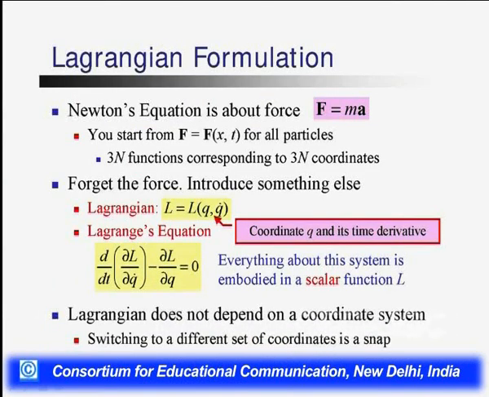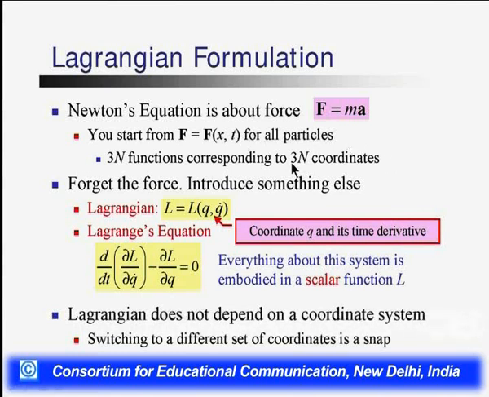The most important part in classical mechanics is the Lagrangian formulation. To define this, we remember Newton's equation. As we know, Newton's equation for the force is F equals ma, where F is the force, m is the mass, and a is the acceleration. We can start with F. Here we take the force as F_x(t), meaning the force in the x direction at a particular time t for all the particles.